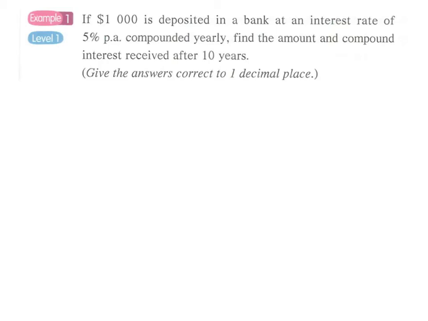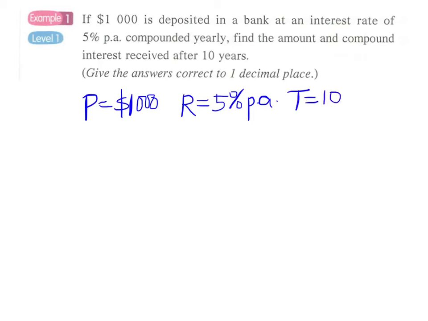If $1,000 is deposited in a bank at an interest rate of 5% PA compounded yearly, find the amount and compound interest received after 10 years. So we can write down our P will be $1,000, and the interest rate is 5% PA, per annum. It actually means that we have 5% of interest every year. And the time will be 10 years, T equals 10.